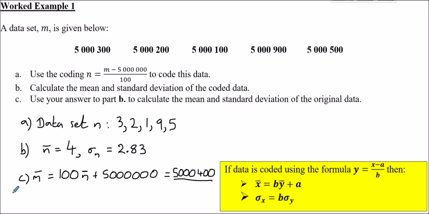And the standard deviation, this is where we just multiply by what we divided by. So we divided by 100, so we multiply the standard deviation. So I got these figures the wrong way around. m is what we're trying to find out. My apologies. The standard deviation of m is 100 multiplied by the standard deviation of n. So 2.83 multiplied by 100. The standard deviation of the original data was therefore 283.